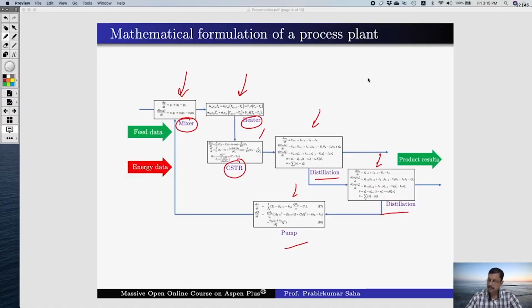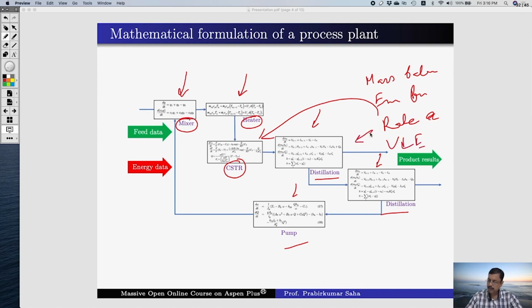And these equations have been taken from textbook. They are well-known equations. They have been developed from mass balance, energy balance, rate equations for CSTR, the vapor-liquid equilibrium in case of distillation column, etc. So these are all standard equations whose structures are same. No matter which distillation column you use, they remain same.